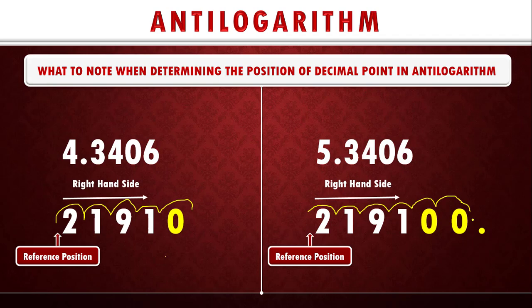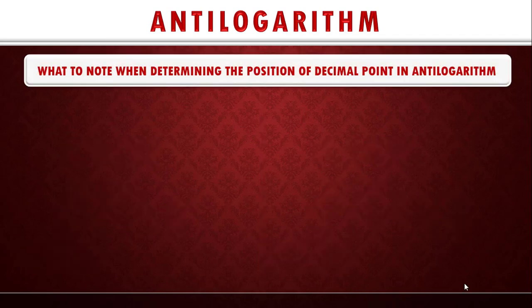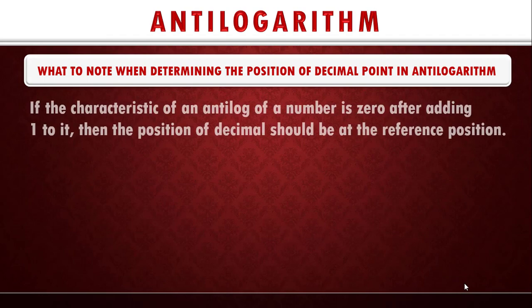You can see. So that means in this scenario, since this decimal is the last thing that we have in this number, we can neglect the decimal, and then our final answer will be 219100. Another thing to note when determining the position of decimal point in antilogarithm: if the characteristic of an antilog of a number is 0 after adding 1 to it, then the position of decimal should be at the reference position.